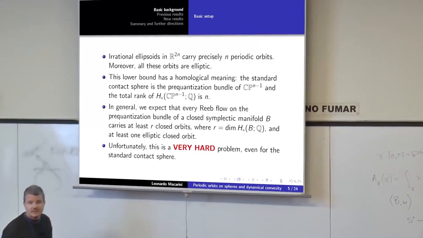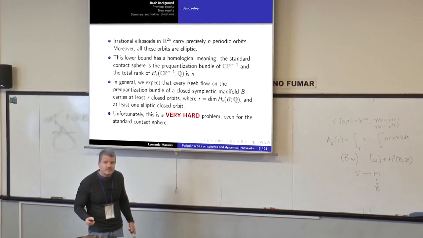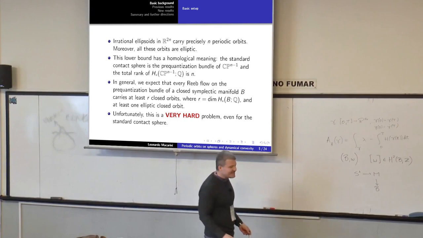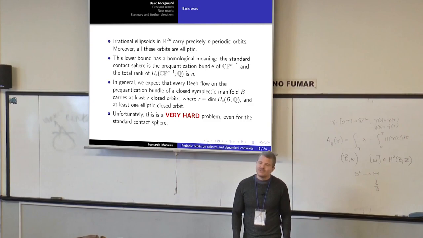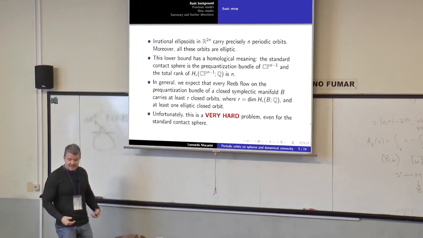Actually, we expect that for the sphere you have at least n elliptic periodic orbits. That's a good point, but it's a harder problem. Actually, we expect that if you have finitely many, then all of the periodic orbits are elliptic, like in the irrational ellipsoid. In the rational ellipsoid, they have precisely n periodic orbits, and all of them are elliptic.